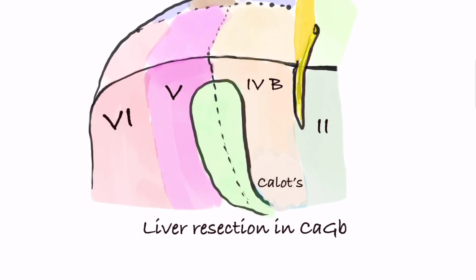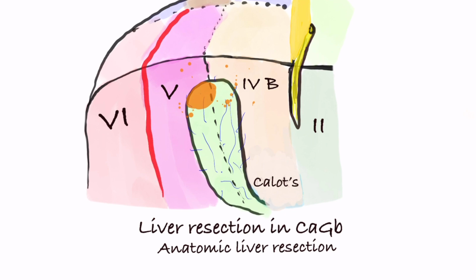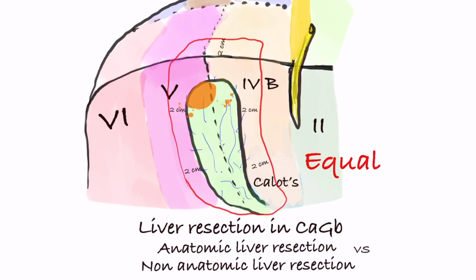Liver resection in carcinoma gallbladder can be done in 2 ways. One is anatomic liver resection, in which segments 5 and 4B are removed as they form the gallbladder bed and receive blood from the gallbladder via cholecystic veins. In non-anatomic resection, instead of removing both segments entirely, only a 2 cm wedge of liver is resected deep to the gallbladder. Both anatomic and non-anatomic resection are equal.